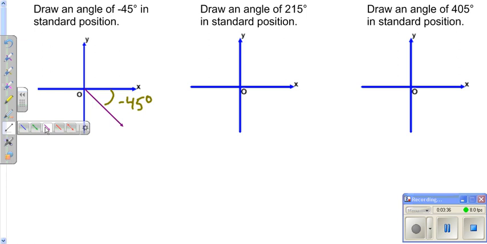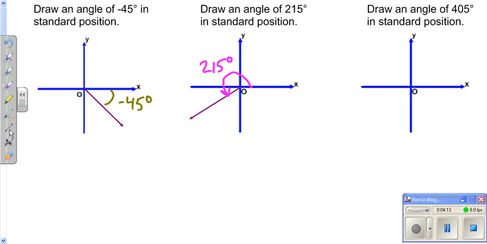Looking at the next one, we have an angle of 215. Well, we're going to start here, rotate this way, that's 90, still not to 215. Rotate to here, that's 180, still not to 215. But this is 270 down here. When you look at your 180, which is here, 215 is really 35 degrees past that, so that's about in here. So now we would have our angle going from here to here of a 215 degree angle.